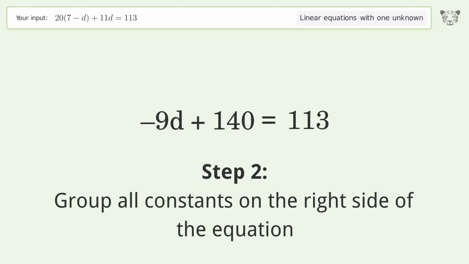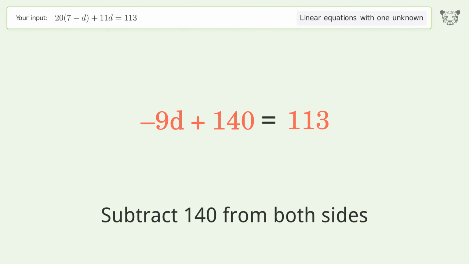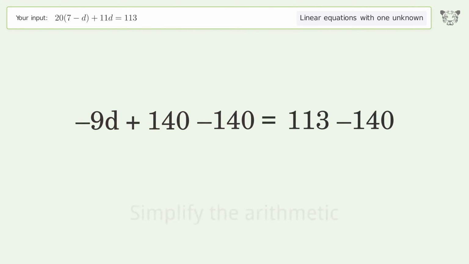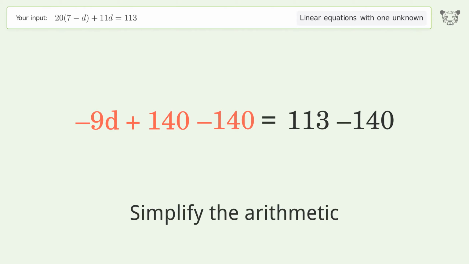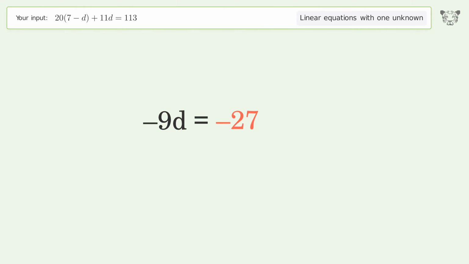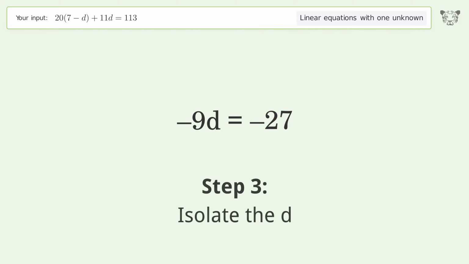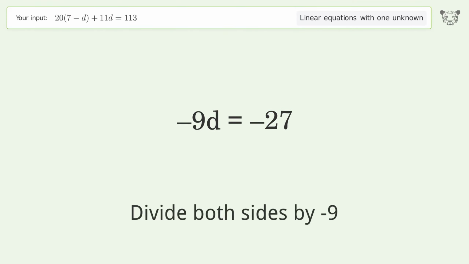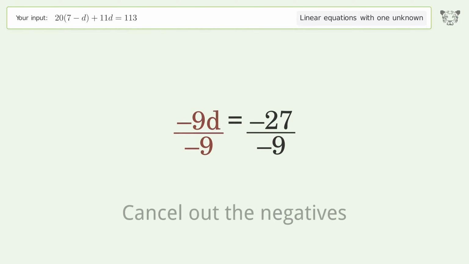Group all constants on the right side of the equation. Subtract 140 from both sides. Simplify the arithmetic. Isolate the d. Divide both sides by -9. Cancel out the negatives.